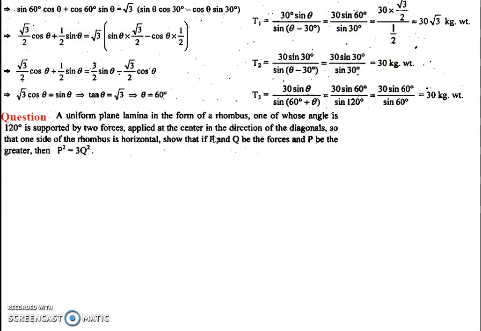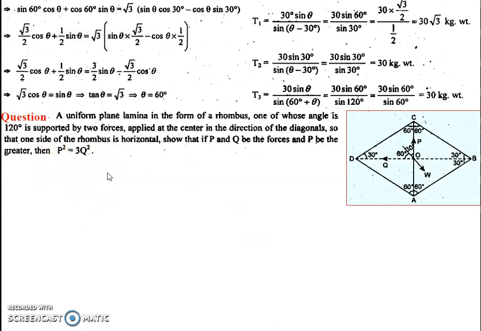Another question. A uniform plane lamina in the form of a rhombus, one of whose angles is 120 degree, is supported by two forces applied at the center in the direction of the diagonals, so that one side of the rhombus is horizontal. Show that if P and Q be the forces and P be the greater, then P square is equal to 3 Q square.